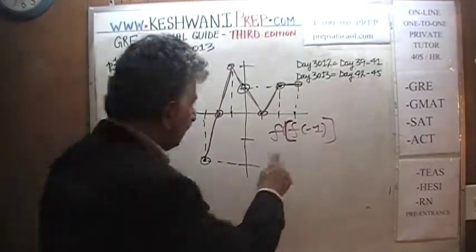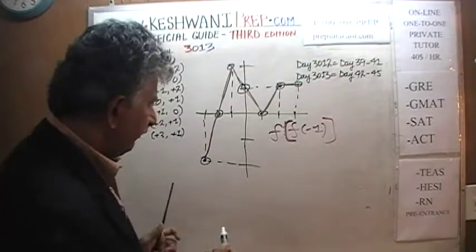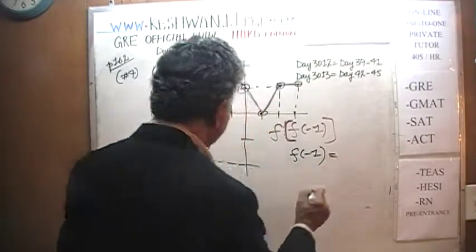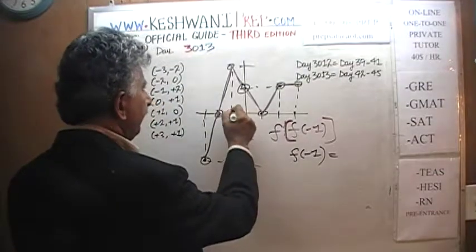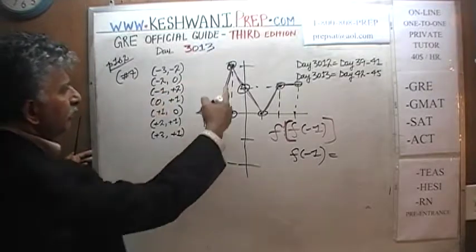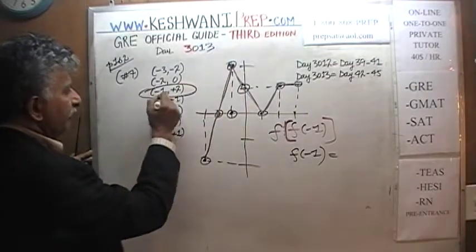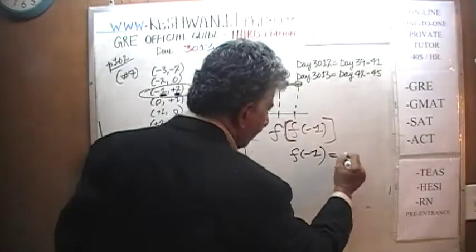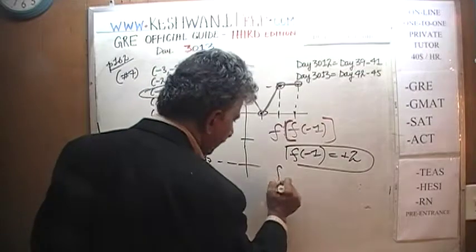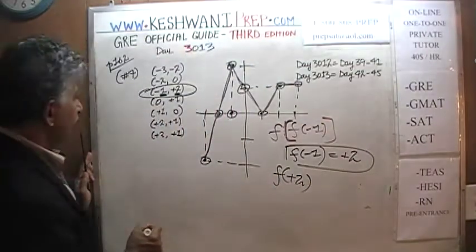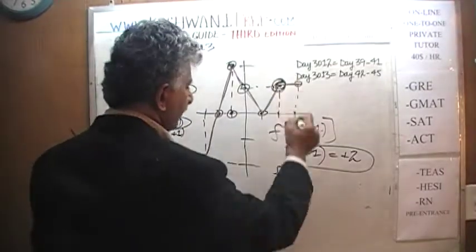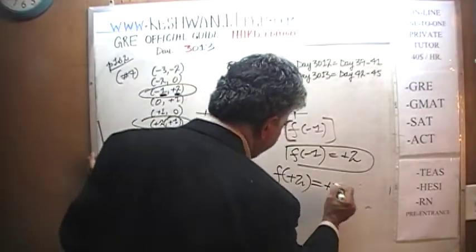Before we worry about the outside part, let's first figure out what f of negative 1 is. Negative 1 is right here, and we can see negative 1, 2 right here. When x is negative 1, y is 2. So that's the value of this guy, positive 2. So we have this value now. We can put it back in this substitute here. And now we look for f of positive 2. When x is 2, y is positive 1. So that's your answer.